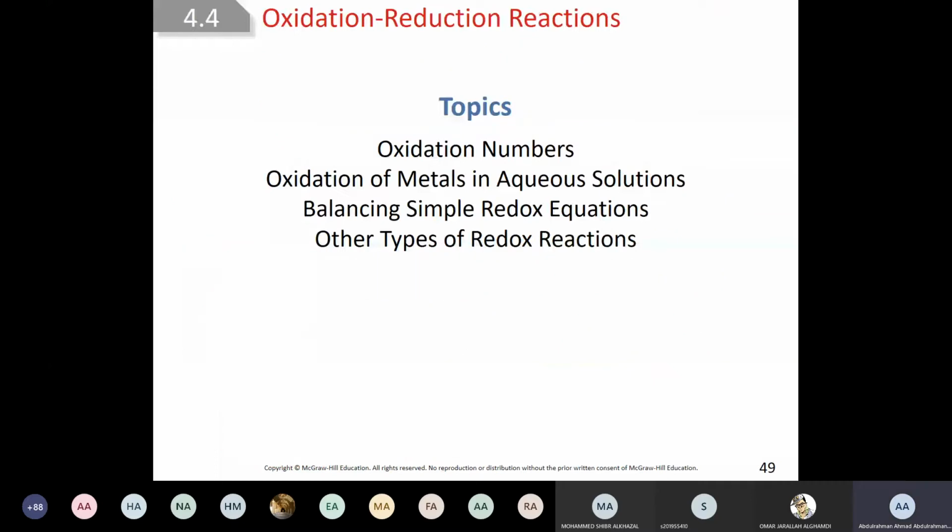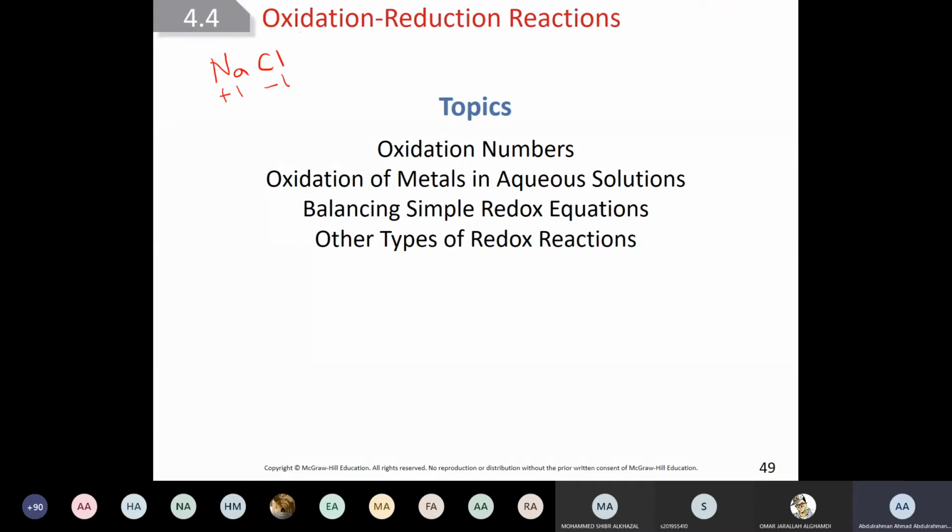Okay. Let's start. Now, if you have a compound, like, for example, NaCl, then what's the oxidation number of sodium? It's +1. What's the oxidation number of chlorine? It's -1. Clear? Now I want to define the oxidation number in every compound.